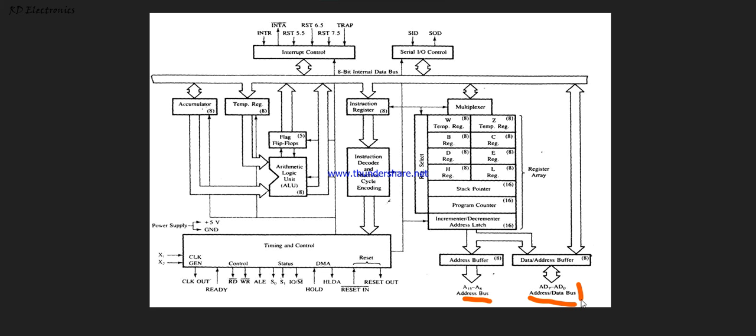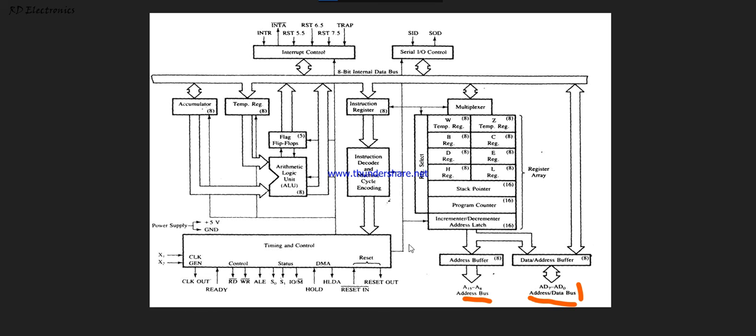Okay, students, please note that this is bidirectional. That's why this address bus direction is both directions. Both directions means the data comes out from this bus and goes to the memory, and processor to memory or memory to processor, vice versa.